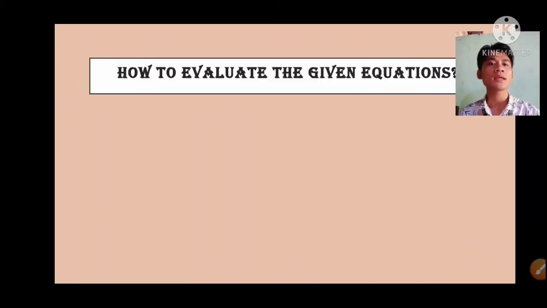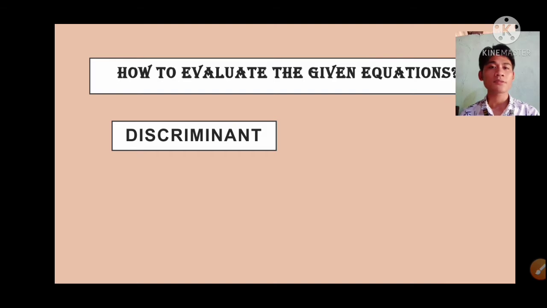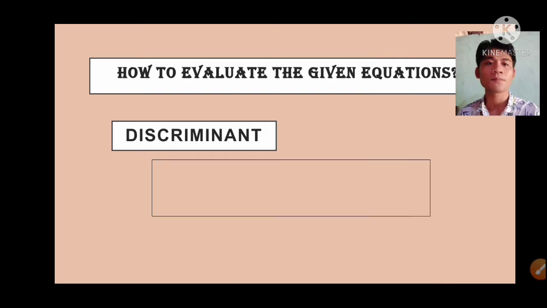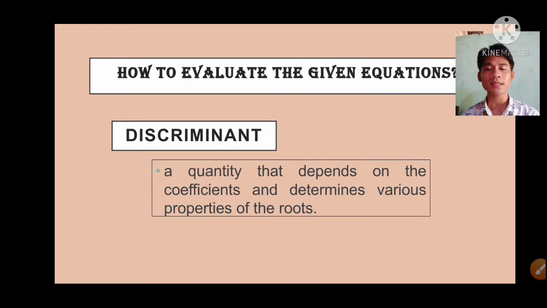Next would be the main focus of this video, which is to discuss how to evaluate whether the given equation is an ellipse, circle, parabola, or hyperbola. So let us define this term, the discriminant. It is defined as a quantity that depends on the coefficients and determines various properties of the roots.